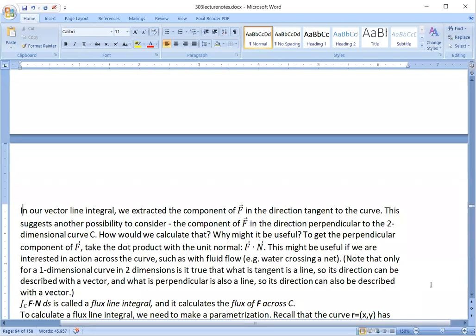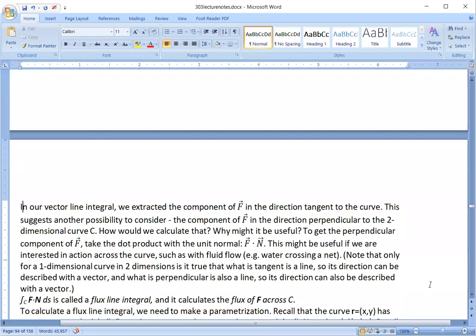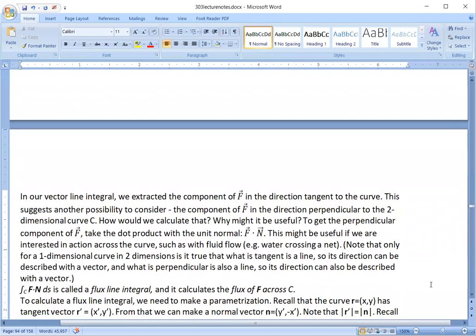So to calculate a flux line integral, as with every line integral, we need to make a parametrization. So again, recall that our curve r equals x, y. It's got a tangent vector, which is r prime equals x prime, y prime. Once we have a tangent vector in two dimensions, we know how to make a normal vector. In two dimensions, you just switch the components and make the second one negative. So we have a normal vector, which we're going to call little n, and that's y prime, comma, negative x prime.